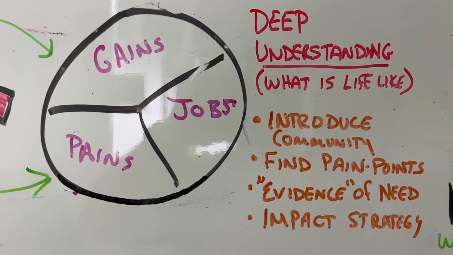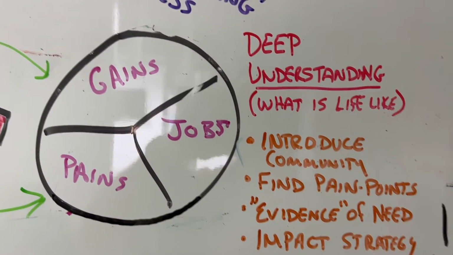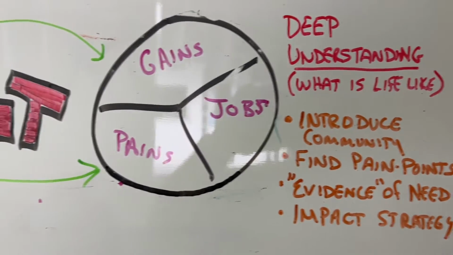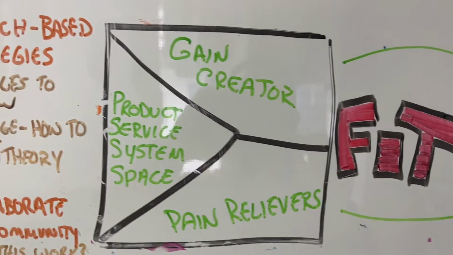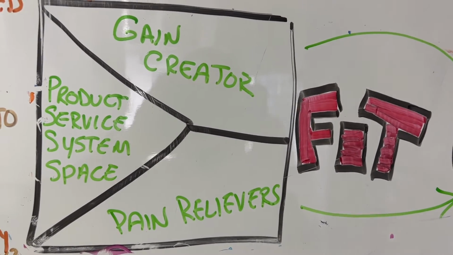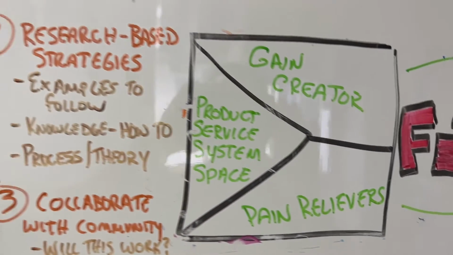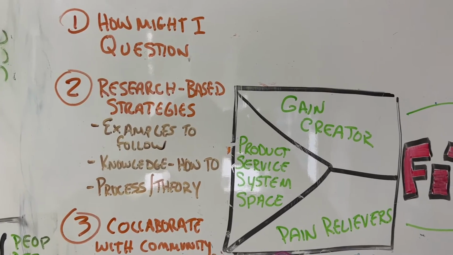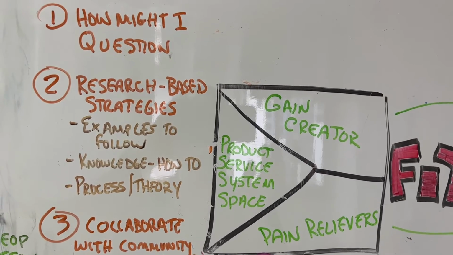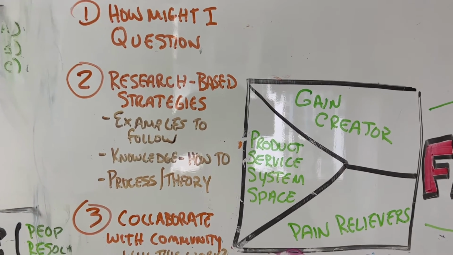And then all of this data that you collect should also impact your strategy. And so once we understand the jobs that people have and the pains and gains, then we're able to begin to consider how we're going to create a product, service, system, or space that will have gain creators or pain relievers. And so part of this process is going to involve turning that problem into a how might I question. And so at this point, you don't know what you are solving. You are simply asking the question, well, how might I actually do this? What could that possibly look like?